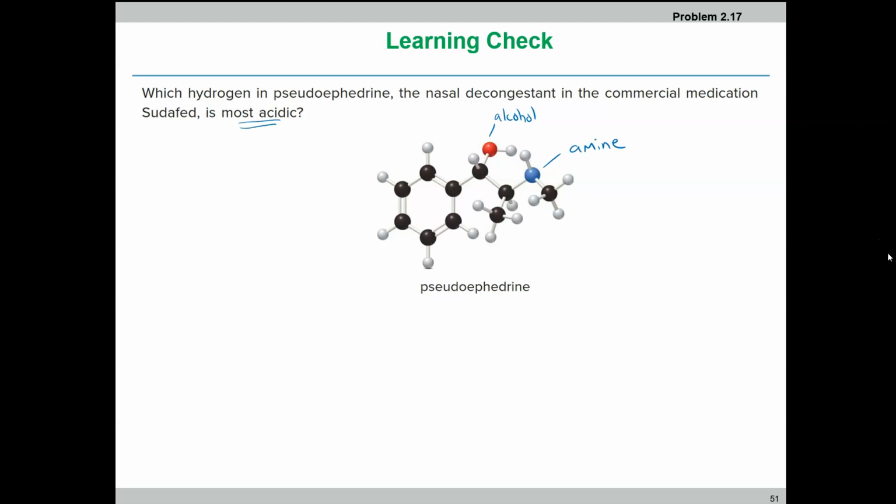Which one's going to have the most acidic hydrogen? That would be on the alcohol group. We can go back to the periodic table and look at where we have carbon, nitrogen, oxygen, and fluorine on the top. Looking between an oxygen and a nitrogen, we know that the oxygen is going to be more acidic when a hydrogen is attached. So that is the hydrogen that would be most acidic in pseudoephedrine.